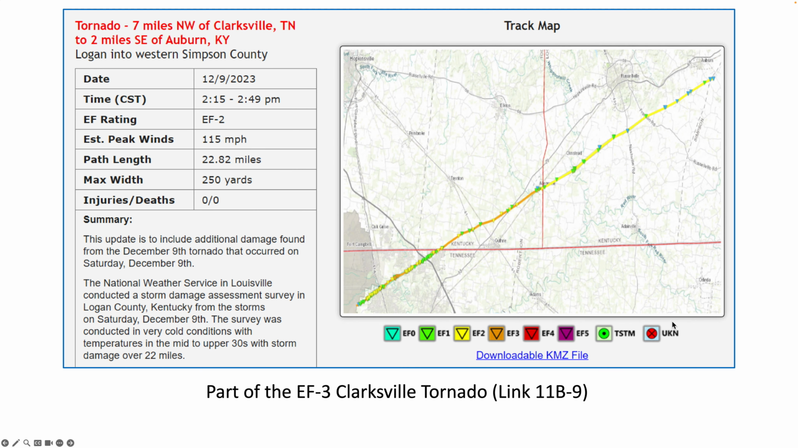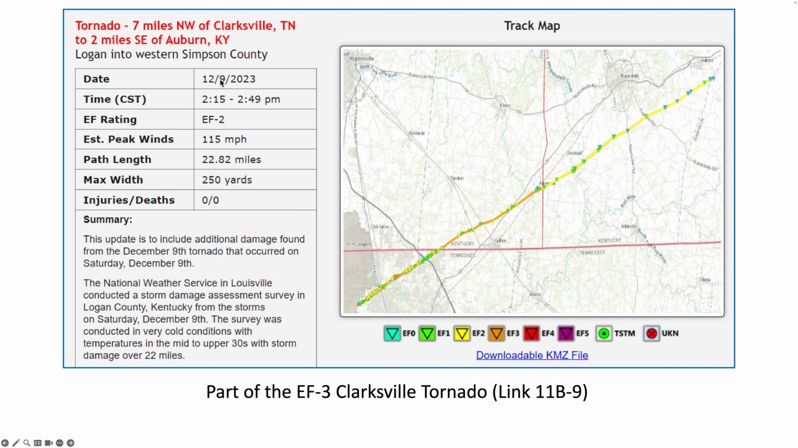All right, let's get to our Logan County tornado. Again, this is part of a larger tornado that was called the Clarksville tornado. It was a long path tornado. It was on the ground for quite a while. We're just going to focus on the part right along the Tennessee-Kentucky border. And you can see the details of the Logan County tornado right here.